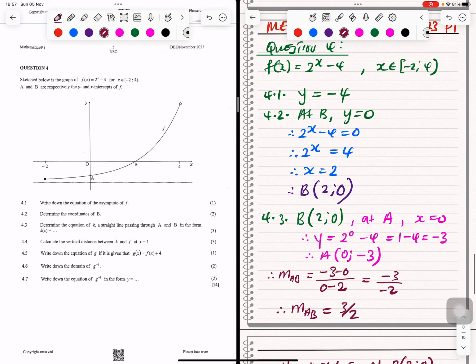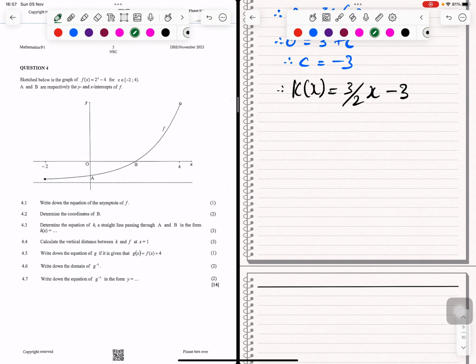This was 4.3. So now we are going to 4.4. Calculate the vertical distance between k and f. So what we need to imagine here is the graph of k itself. The graph of k passes through the point A and B. So I'm just trying to connect that to be a straight line. So you'll see that if that is your k, this is the k of x, the vertical distance we're talking about here will be this one. Okay, remember that at b is 2.